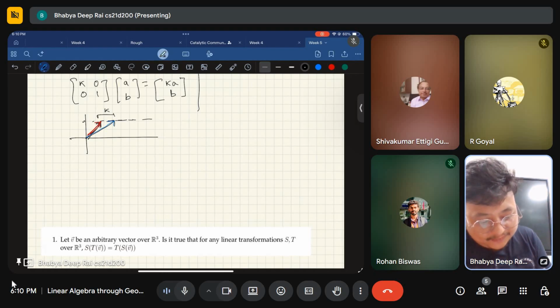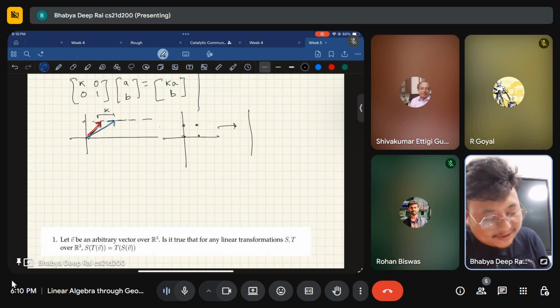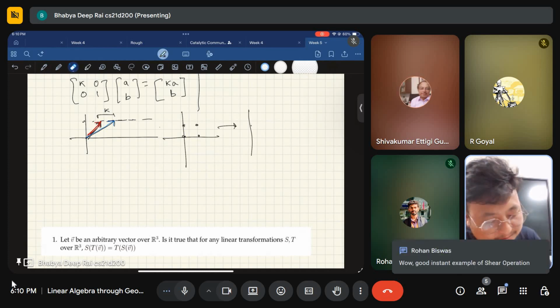Similarly, if you look at what is called a unit cube, with points that look like this, and when you apply a shear operation, then it will map the points somewhat like this, somewhat like this.